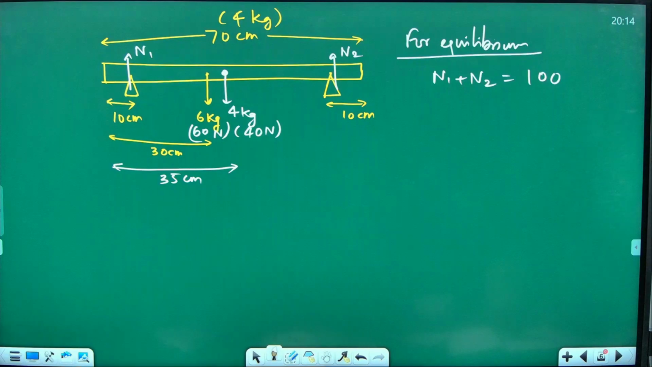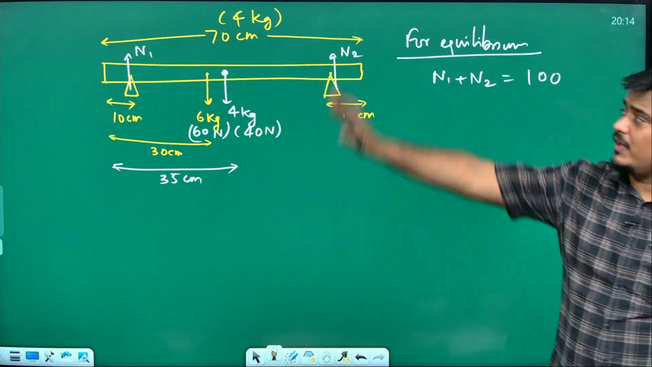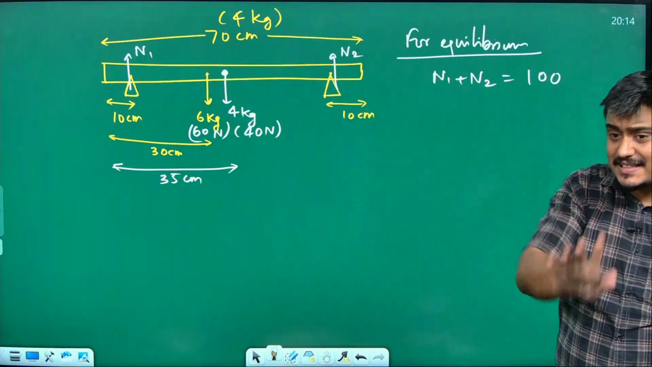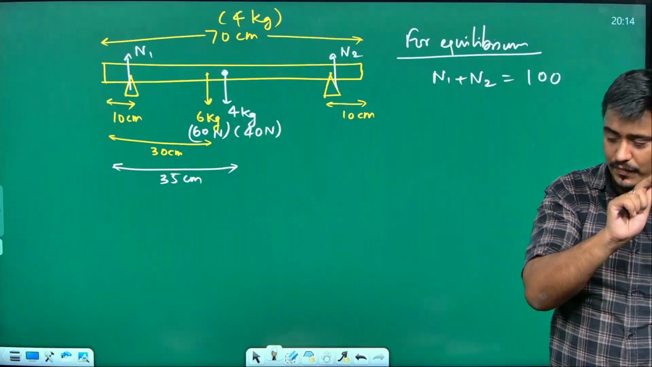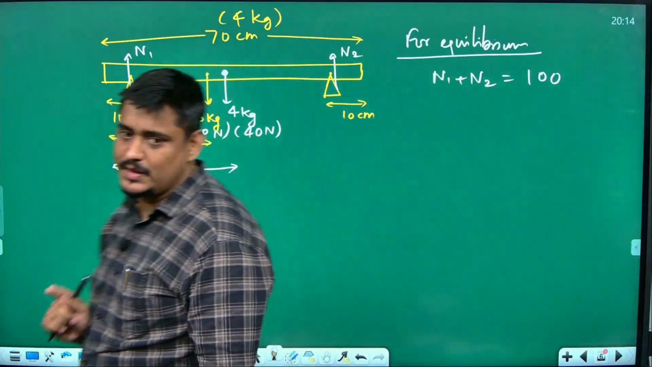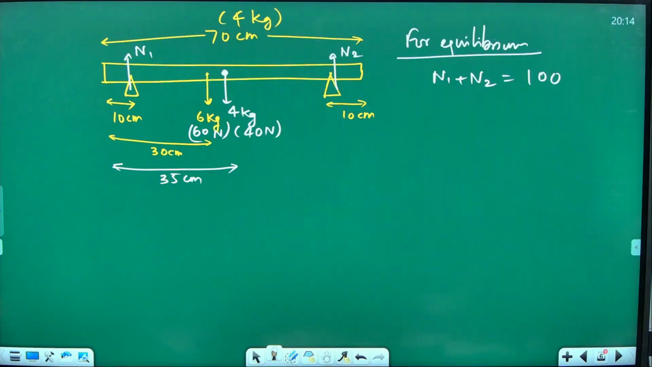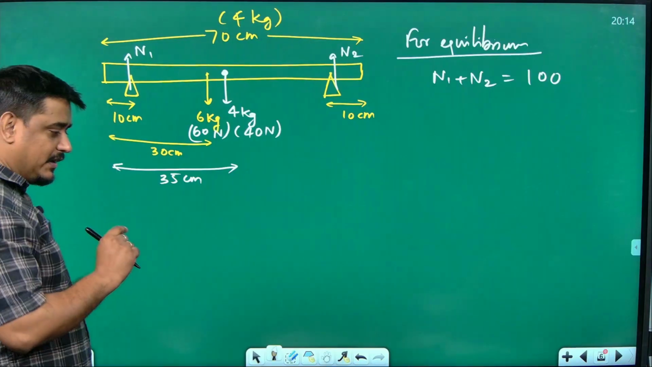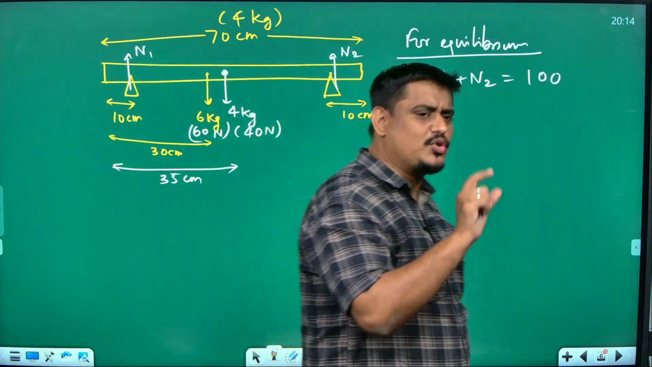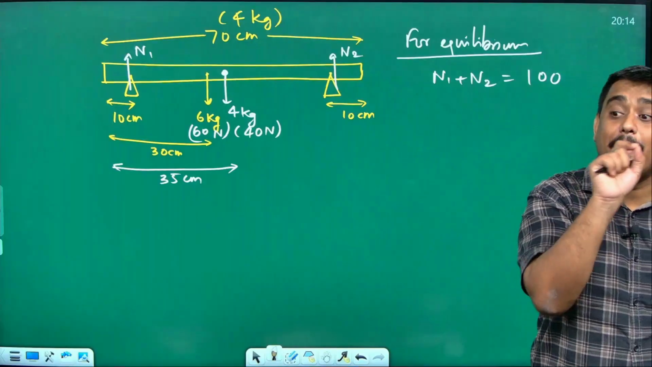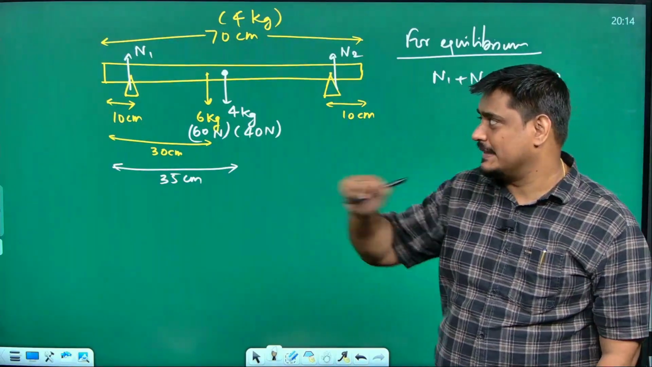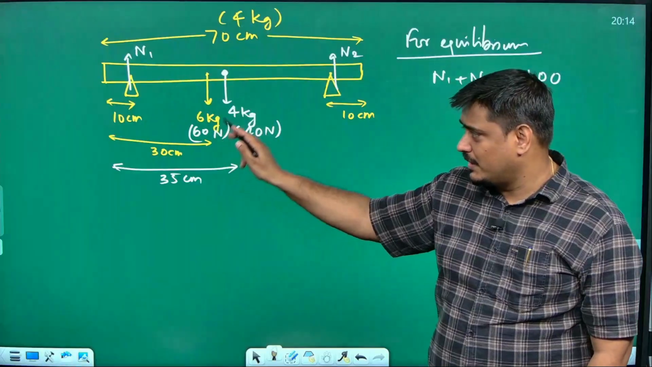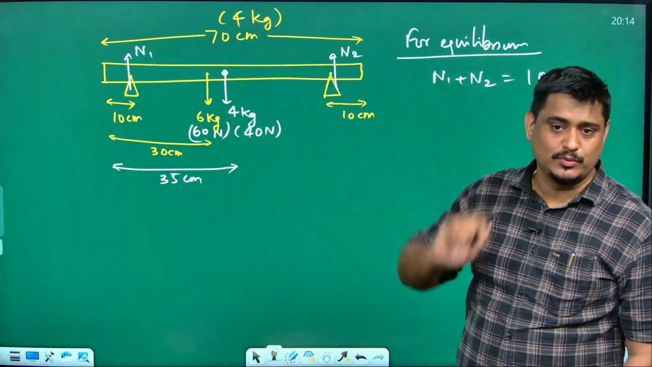Okay, now please everybody pay attention. So I said that N1 plus N2 is equal to 100. Everybody is clear in this? Any problem is there, please ask me now itself. Now I will talk about the moments. You know very well, just now we have learned some time before, torque is equal to force into perpendicular distance, right? Now, there are 4 forces acting here: N1, 60 newton, 40 newton, N2.